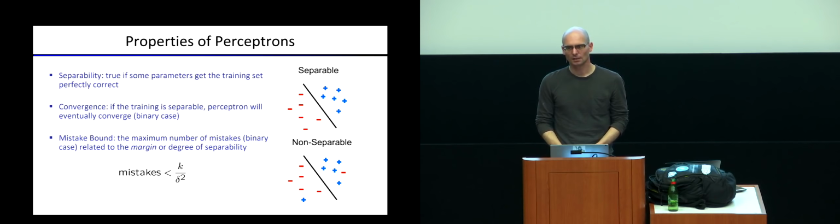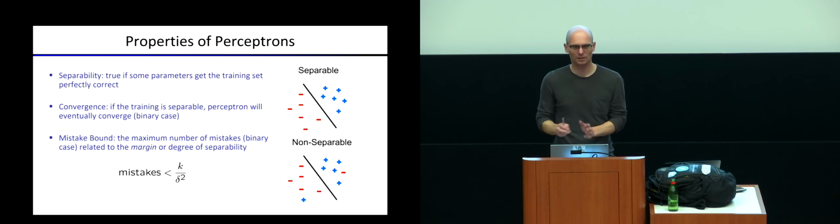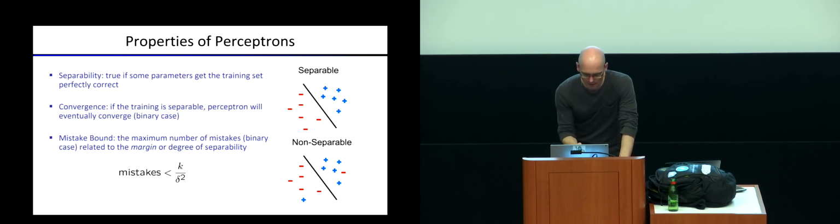Convergence is a property of a run of an algorithm. Your algorithm, when it's being run, could either converge or keep jumping around. Some algorithms will be guaranteed to always converge. That's not true for the perceptron in general, but if you have a binary perceptron with separable data, then it is guaranteed to converge. And it will find a decision boundary that separates the two classes. How many mistakes can it make along the way? It can make at most this many mistakes.